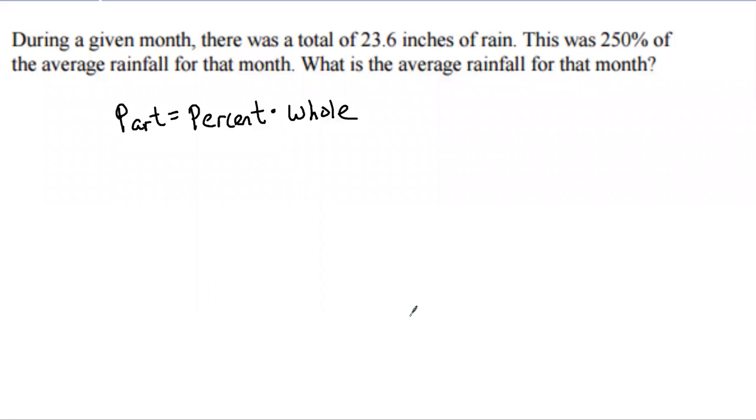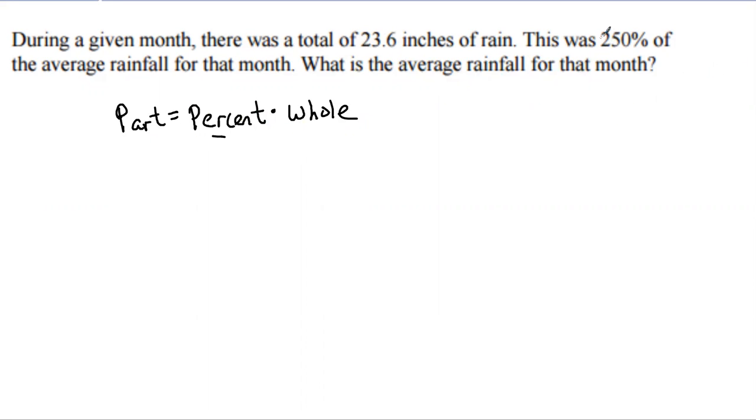During a given month, there was a total of 23.6 inches of rain. This was 250% of the average rainfall for that month. What is the average rainfall for that month? And with our percent equation, our setup is that our part is equal to some percent of our whole. So as long as we get these numbers in the right places in this equation, we'll be good to go.